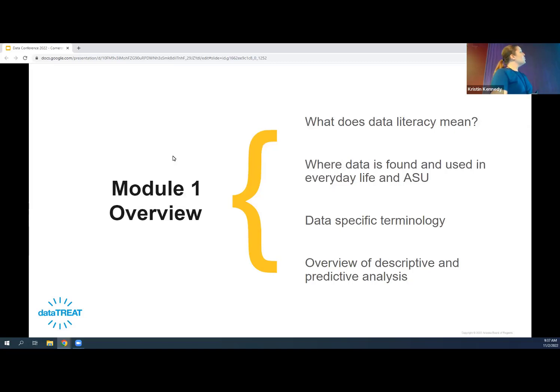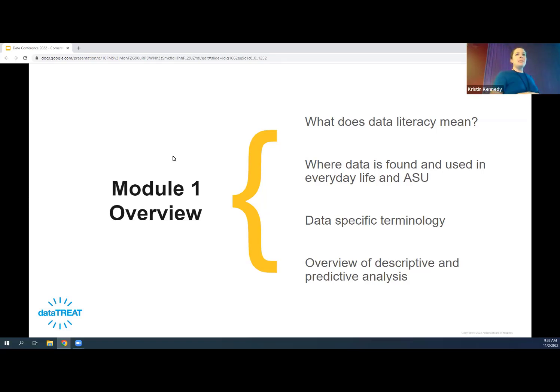Okay, so in module 1, these are the topics that we want to make sure we cover by the end of this specific module within this hour. We want to make sure that we're clear on what data literacy means, how to define data literacy. We want to talk about where data is found, both inside and outside of ASU, because data literacy is not just a work thing. It's a part of work, but it's also an outside of work thing. It's a life thing at this point.